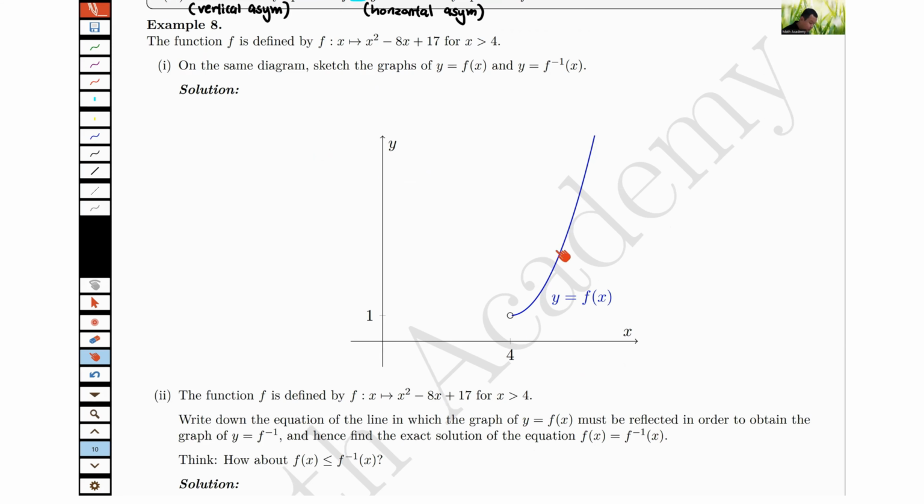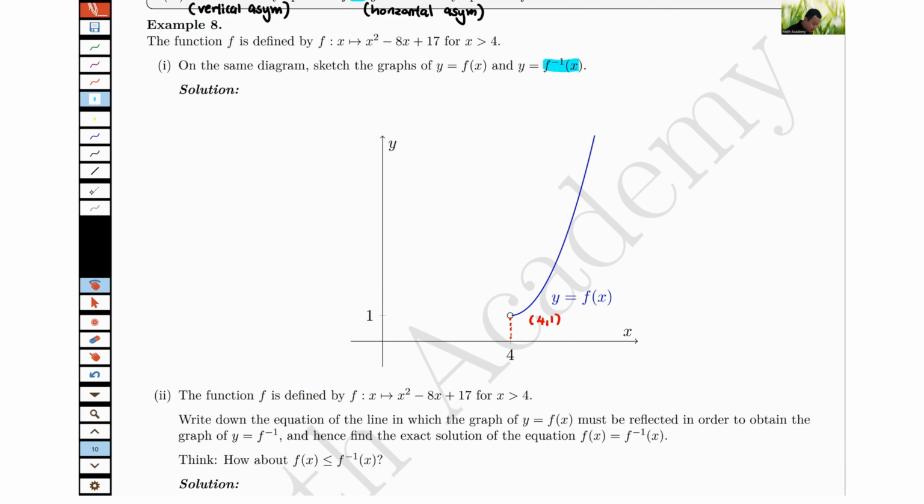This is the original f(x) graph where x is larger than 4. This is the coordinate of the starting point, which is (4, 1). Can we sketch on the same diagram your inverse function based on the properties that I've shown you above?